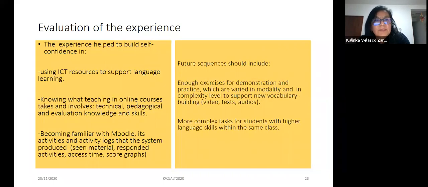The experience helped to build self-confidence in using ICT resources to support language learning. Knowing what teaching in online courses takes involves technical, pedagogical, and evaluation knowledge and skills. Becoming familiar with Moodle, its activities, and the activity logs that the system produced was also gained in this experience. The future sequences should include enough exercises for demonstration and practice, which are varied in modality and in complexity level, to support new vocabulary and more complex tasks for students with higher language skills in the same class where needed.